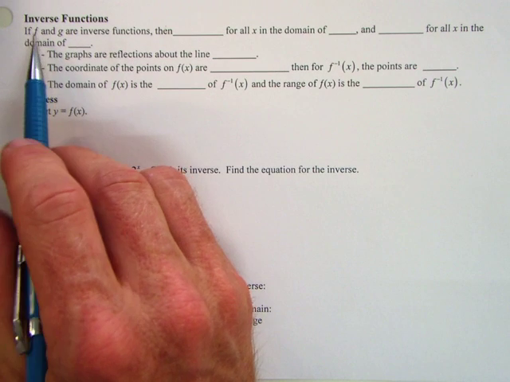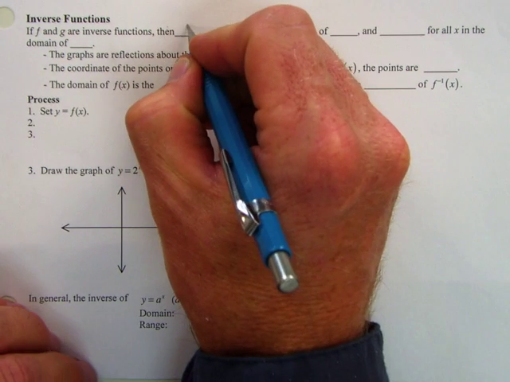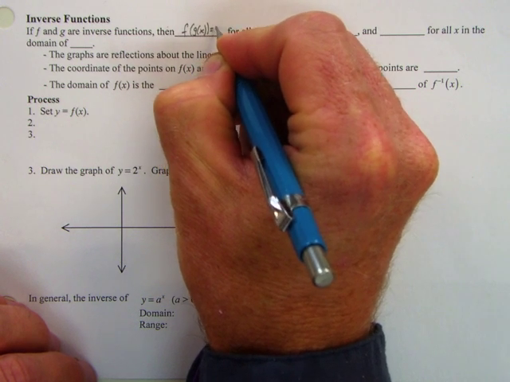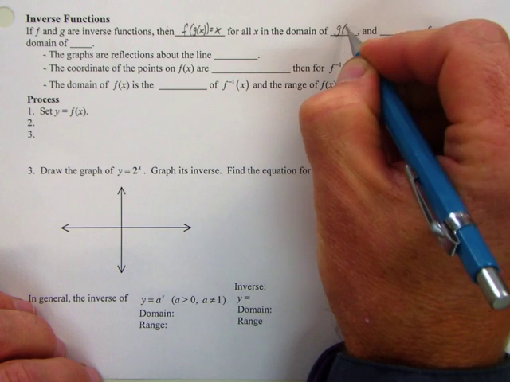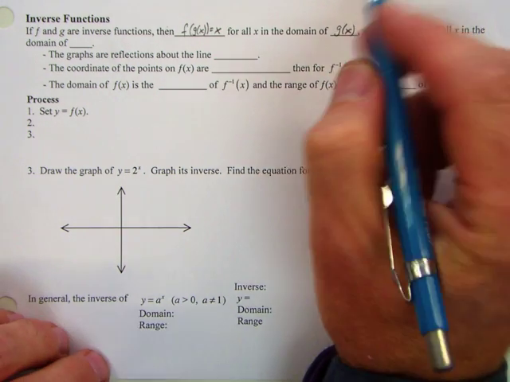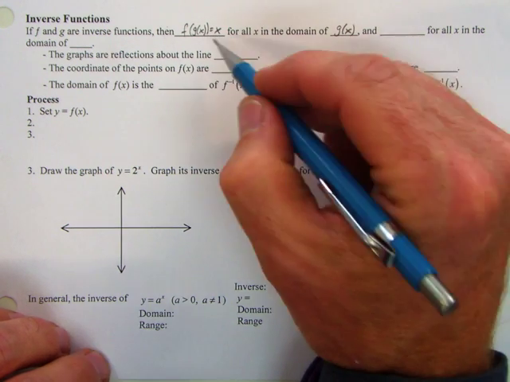Inverse functions. If f and g are inverse functions, then f of g of x equals x for all x in the domain of g. Remember, we were talking about domain the other day, and that if it doesn't work on the inside function, it doesn't work for the overall composite.